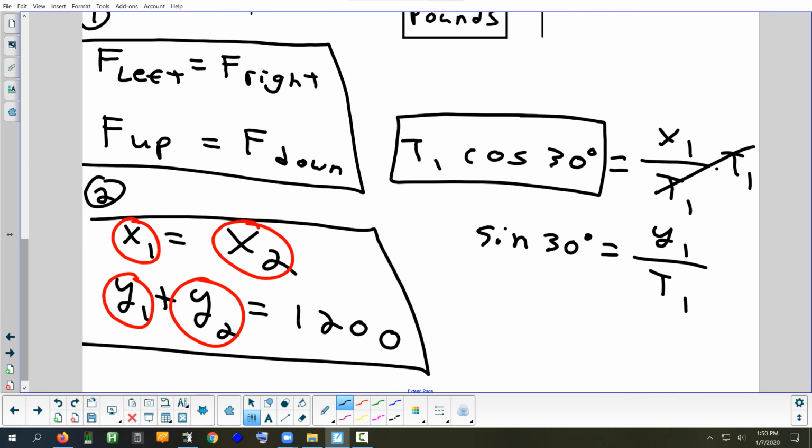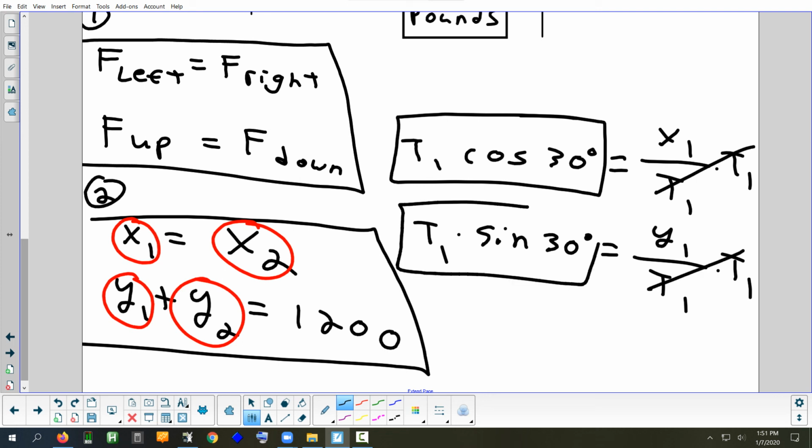Now, how would I get Y1 by itself? Multiply both sides by T1. There's your formula for Y1. So now we have X1 and we have Y1.